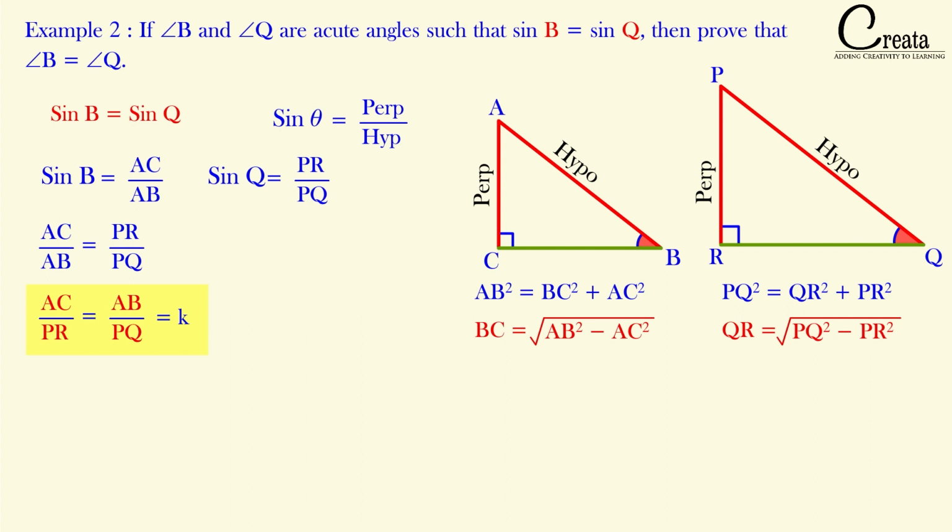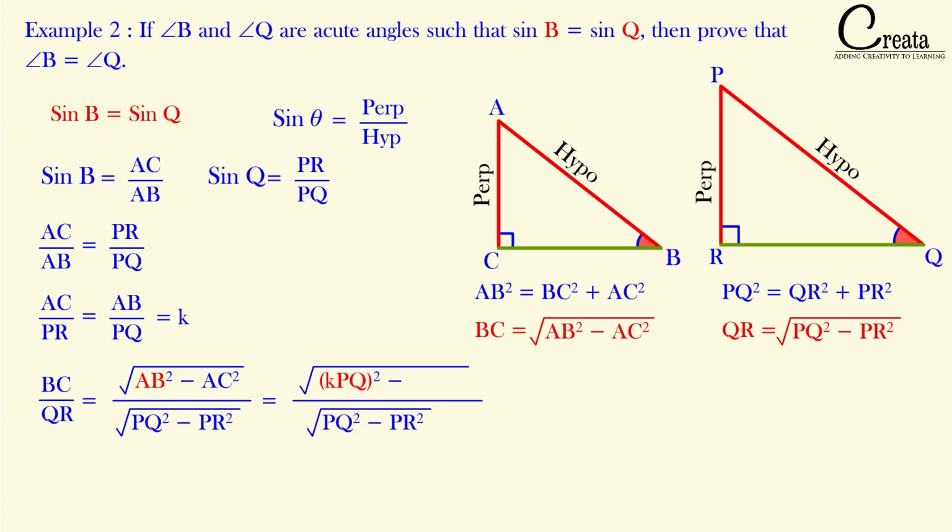Let's also find the ratio of the third corresponding sides of both the triangles, that is BC upon QR. Let's see what it will be. BC we have calculated as root of AB square minus AC square, and QR we have calculated as root of PQ square minus PR square. Can we replace AB with K times PQ and AC with K times PR? Yes, we can do so.